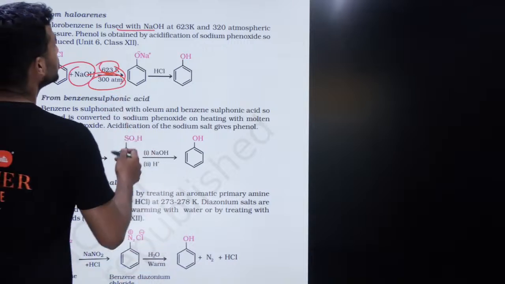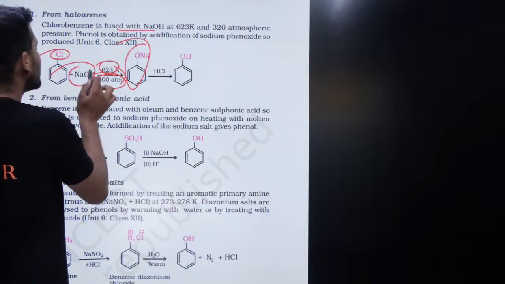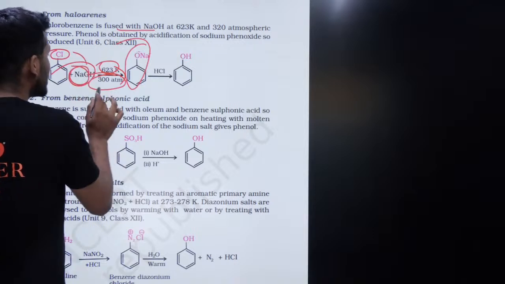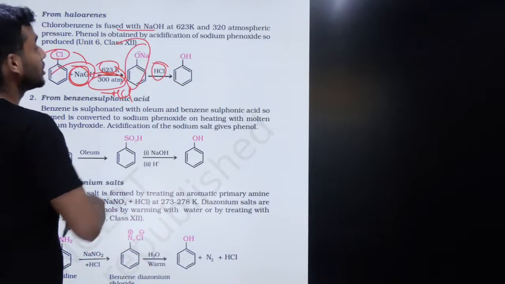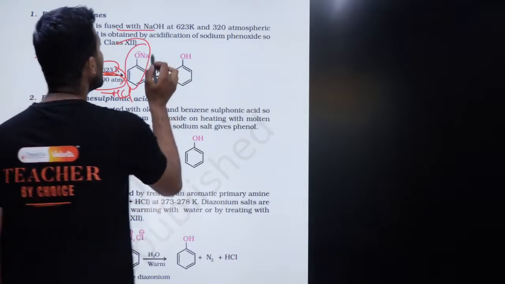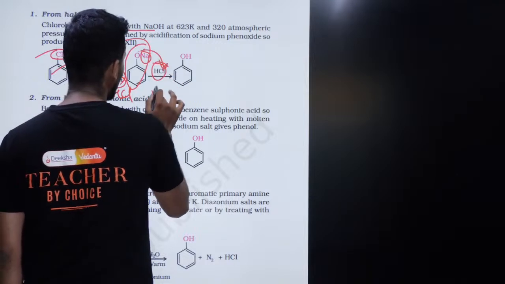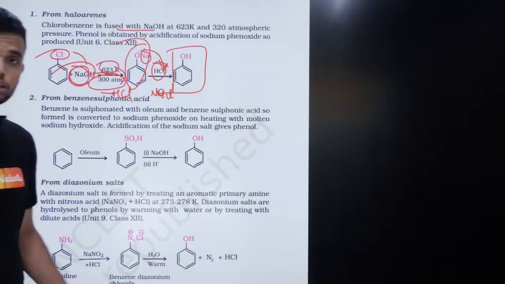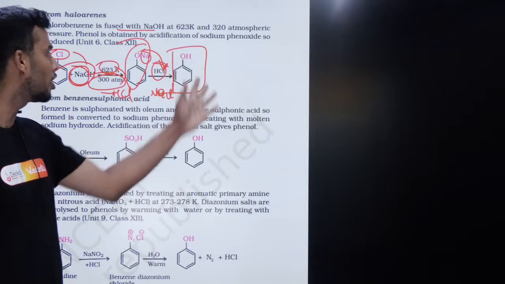Okay, what happened? Then it forms sodium phenoxide ion, O minus Na plus. The Cl group is replaced by the ONa group, and HCl is released. And further, it is reacted with HCl. Then what happened? It formed NaCl and the phenol compound. First step, sodium phenoxide ion is forming, and further reacting with HCl acid, it forms phenol.